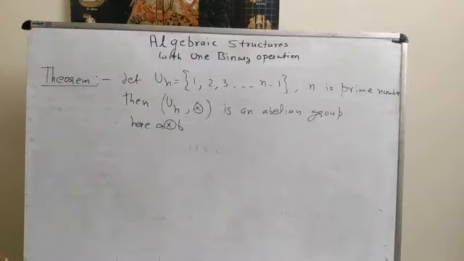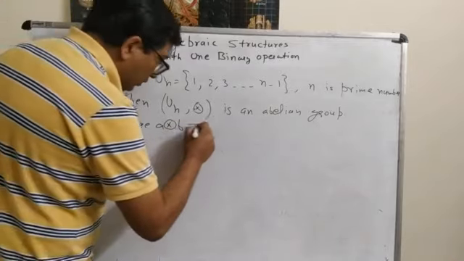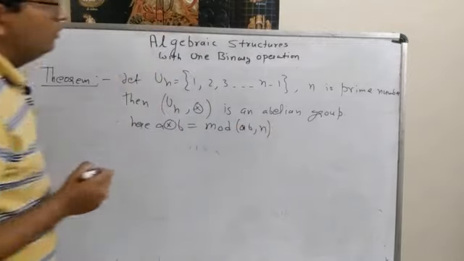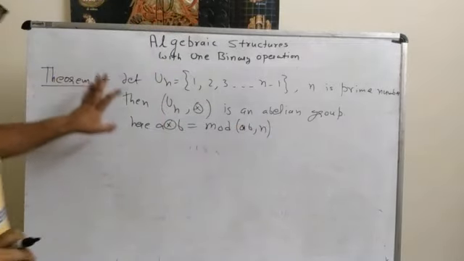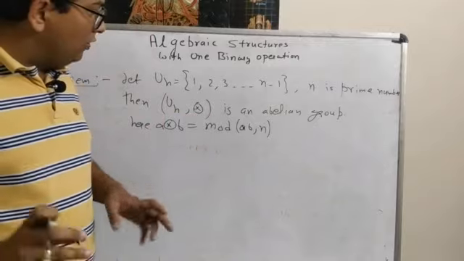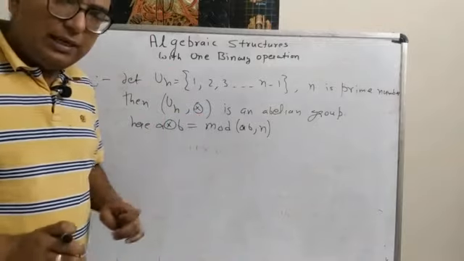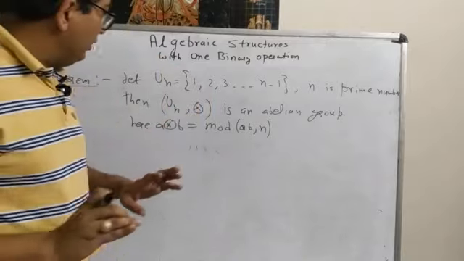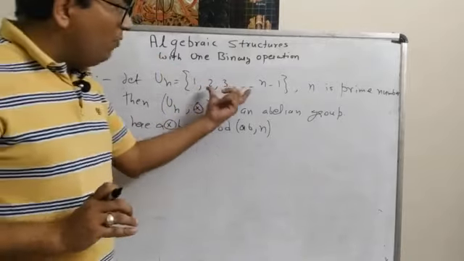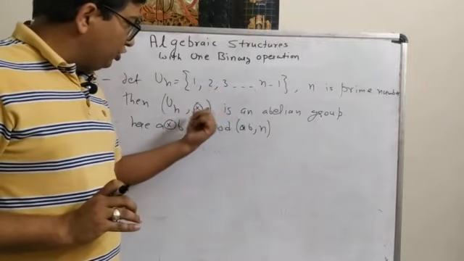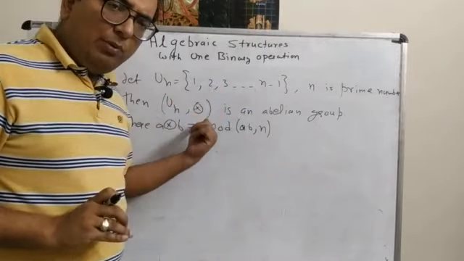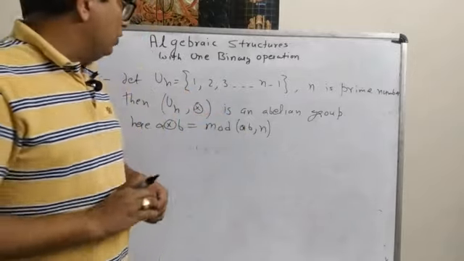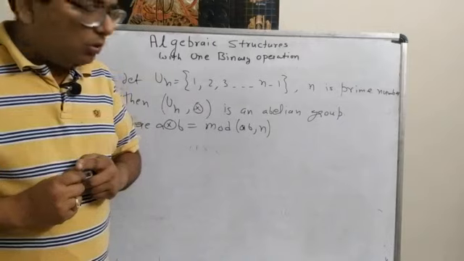Here A with modulus n multiplication is the mod of AB comma n. So the proof of this theorem is not required as far as discrete mathematics students are concerned, but this result is really important: this particular algebraic structure Un will become a group only if n is a prime number. So thank you, it's all for today's lecture.